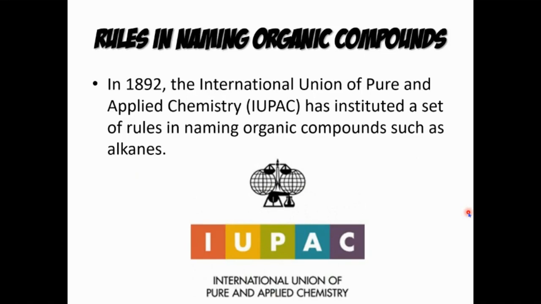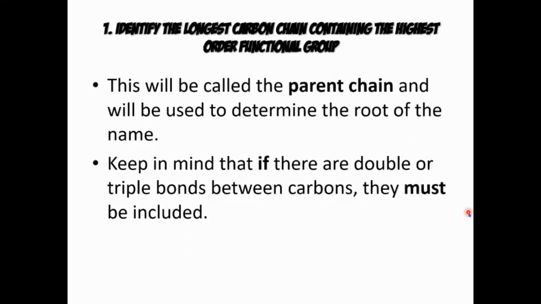So, ito na nga po. Number 1, we must identify the longest carbon chain containing the highest order functional group. This will be called the parent chain and will be used to determine the root of the name. Keep in mind that if there are double or triple bonds between carbons, they must be included.